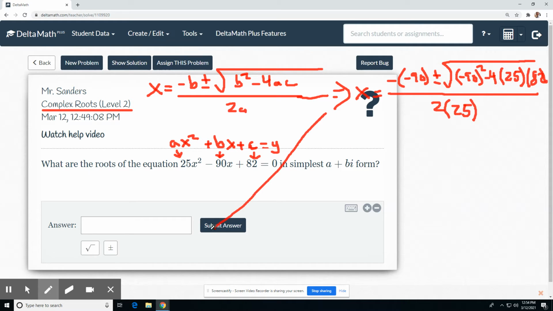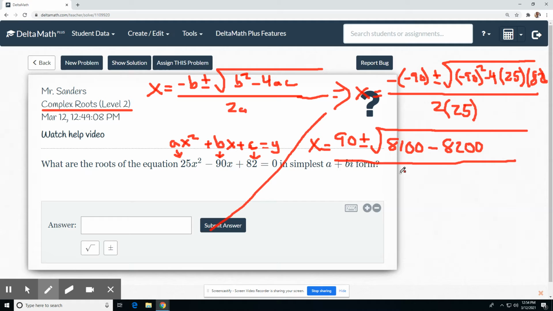Okay, let's go ahead and give myself some more room over here. x is equal to, a negative and a negative make a positive 90, plus or minus the square root. 90 squared would be 9 times 9 is 81, and then two zeros, and a negative and a negative make this positive. Minus, here's where I need the calculator. 4 times 25 is 100, and then times 82, 82 with 2 zeros. All over 2 times 25 is 50.